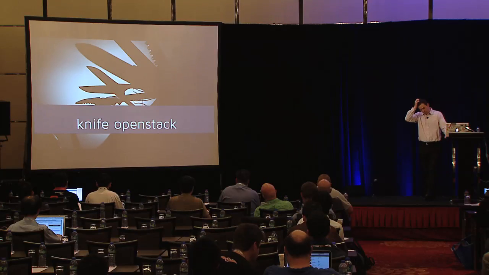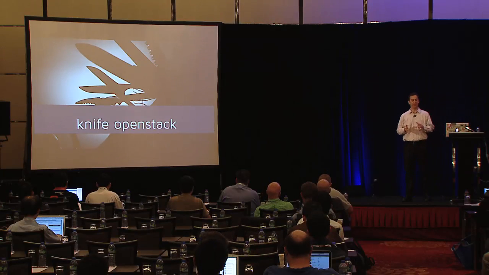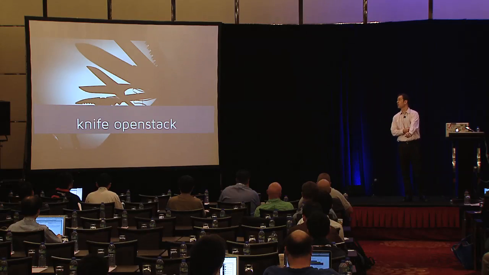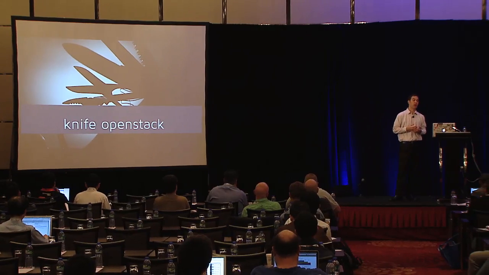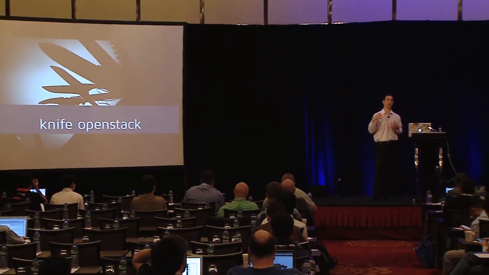So Chef can definitely stand up your OpenStack. It can stand up all the infrastructure for running OpenStack. But maybe you're using Chef because you want to run applications on top of OpenStack. So Knife is the command line tool that Chef provides for interacting with APIs. Knife talks to the Chef server API. Knife can talk to the OpenStack API.